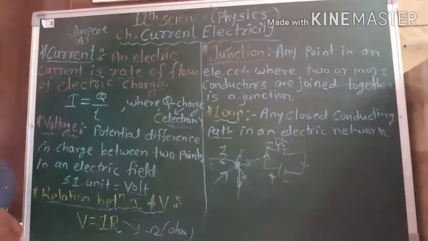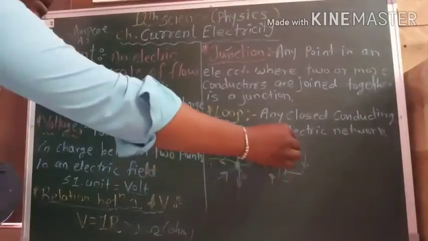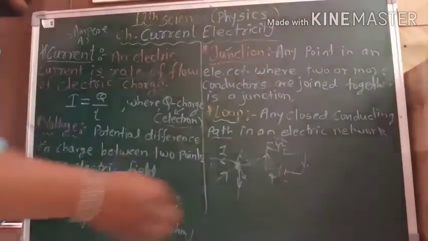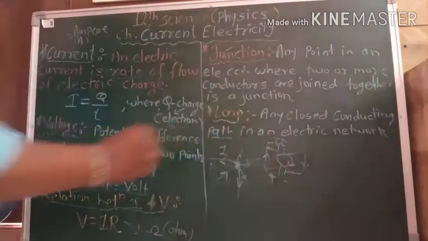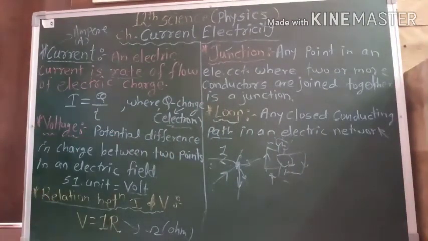This is the closed circuit. The circuit is completed, that is the closed path of that network, and this loop is called the loop, or it is called mesh also. These are the basic terms about current electricity, and they are very useful to learn the next laws. The first law is Kirchhoff's law, that is called the current law, or it is called the junction law.